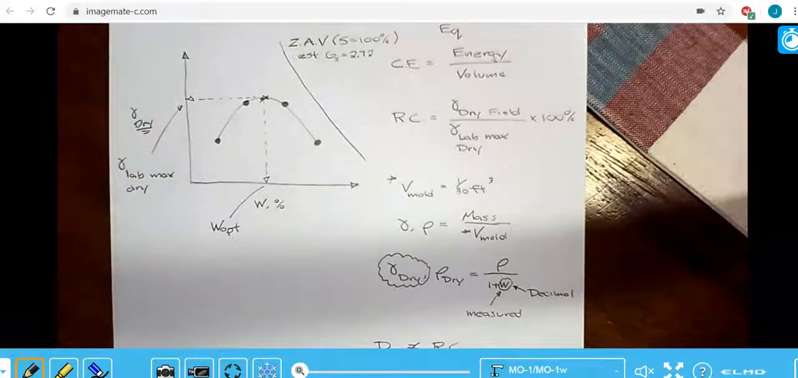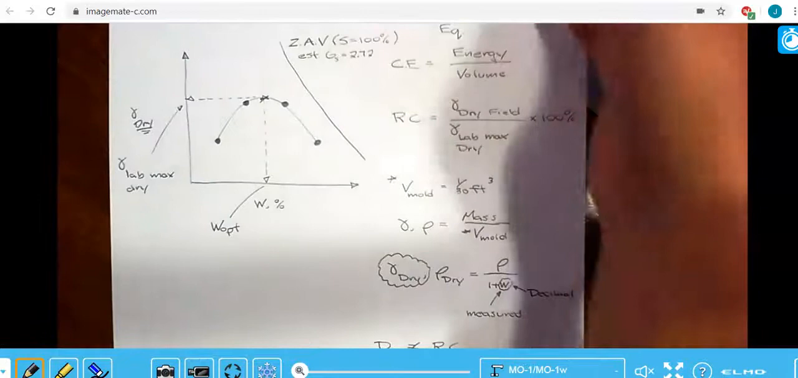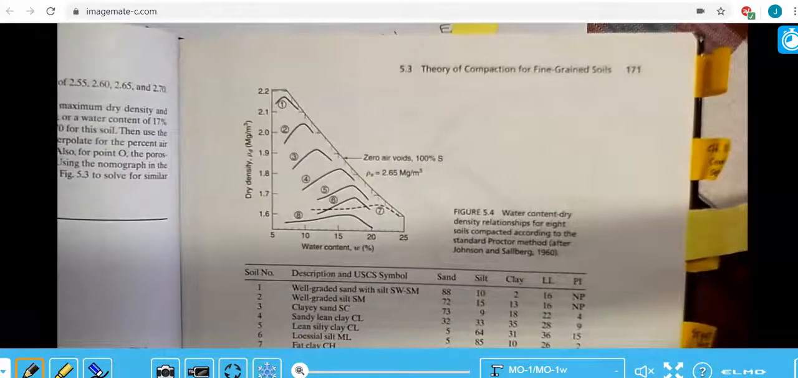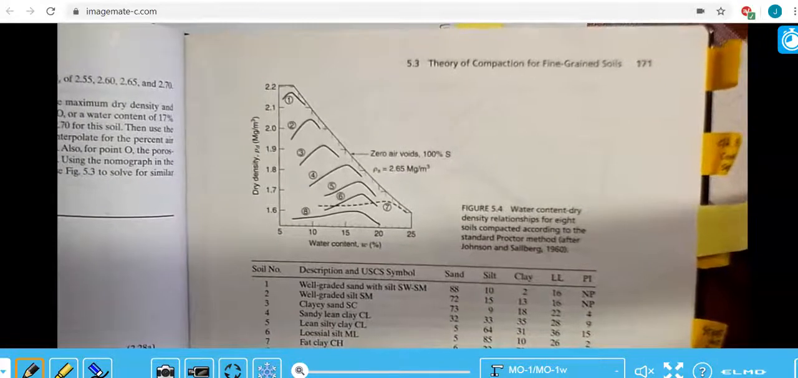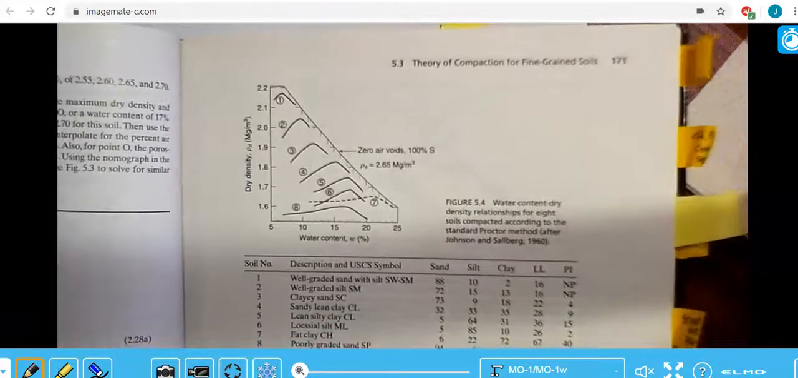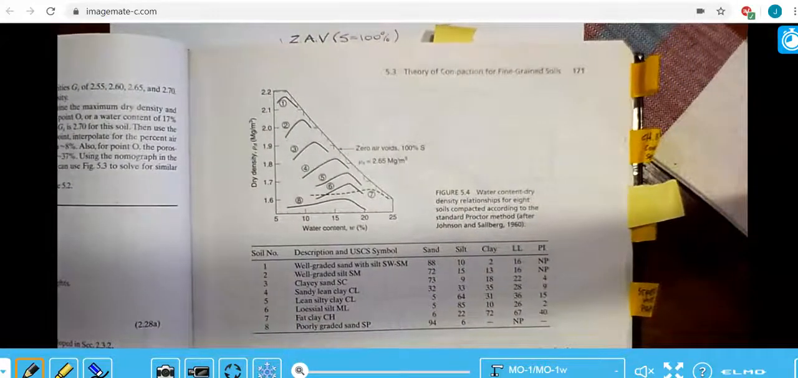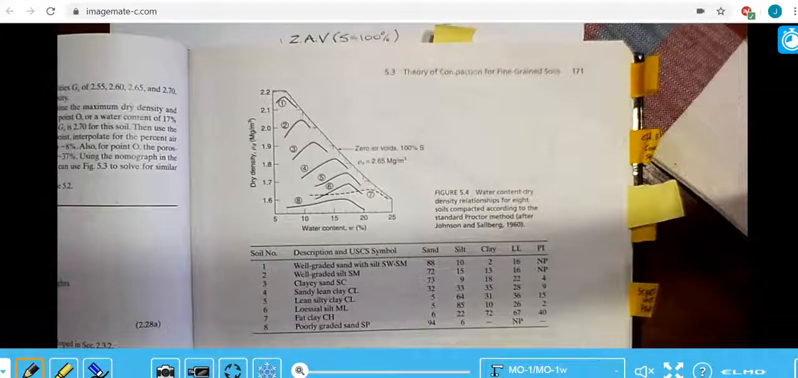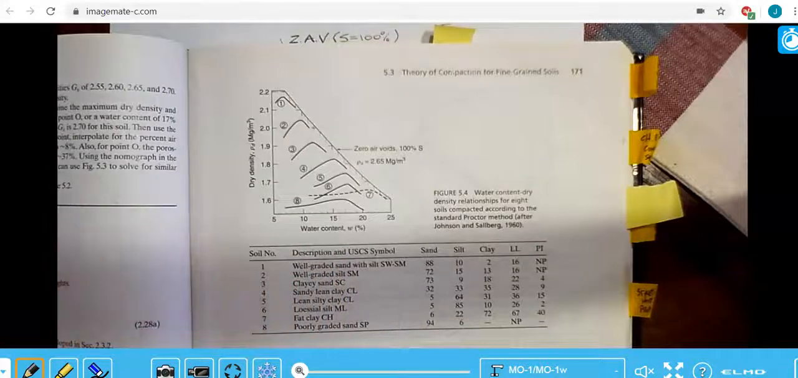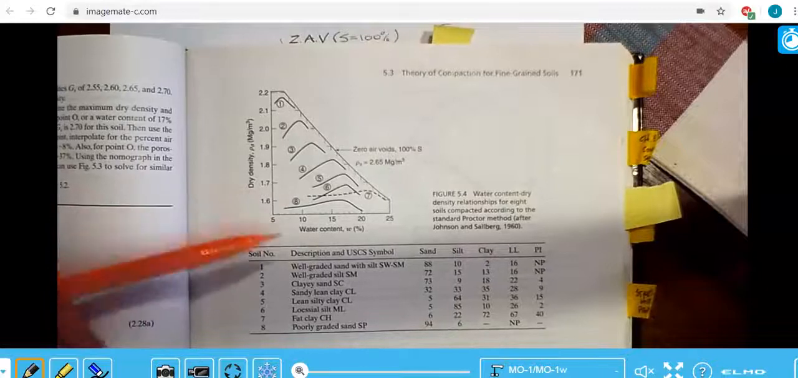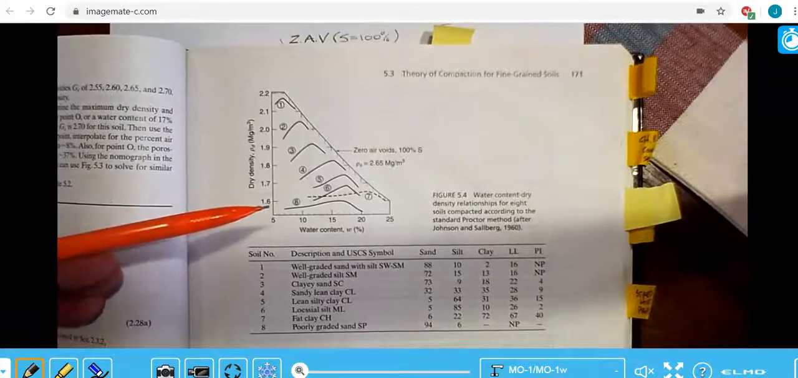And let's have a look at Holtz, Kovacs, and Sheahan and just look at some typical curves. So I'm going to Holtz, Kovacs here, and Sheahan. We're looking at figure 5.4, and they have some typical curves for different soil types. So the shapes of the curves are provided here.